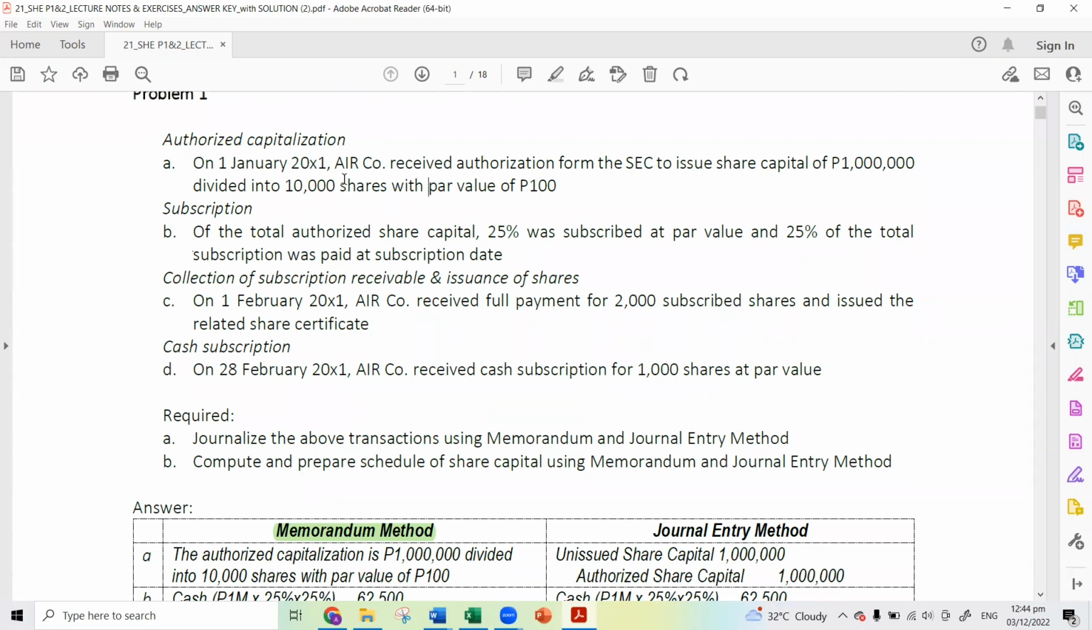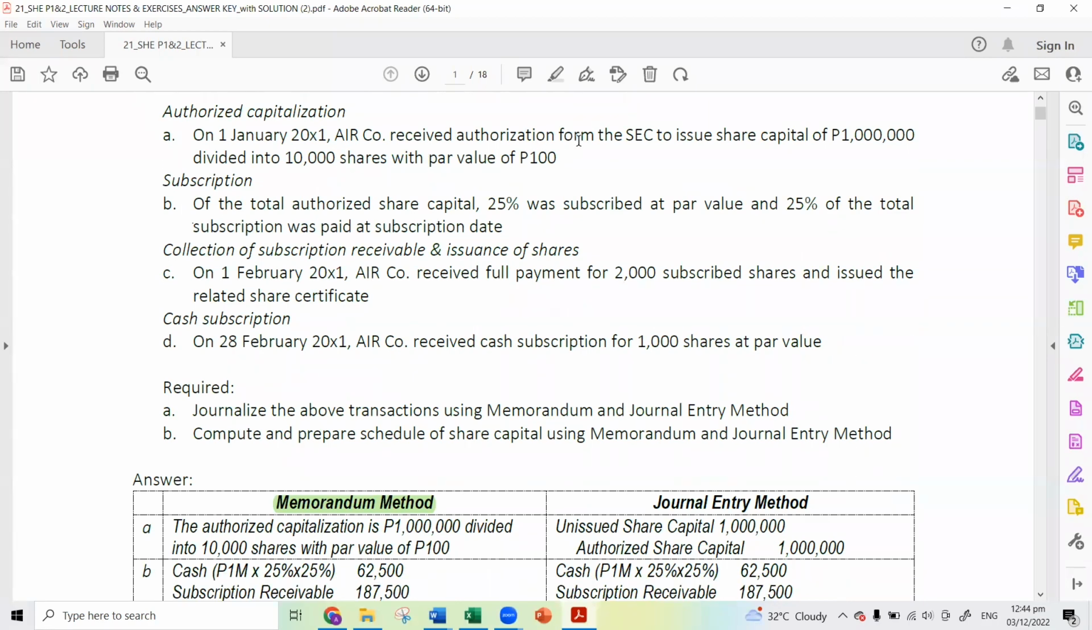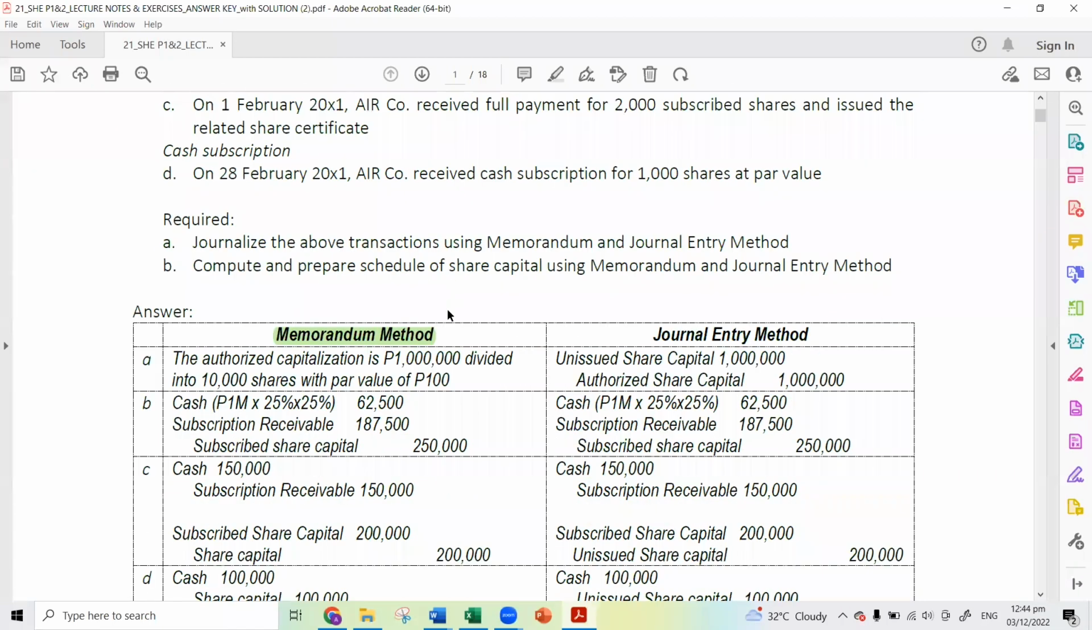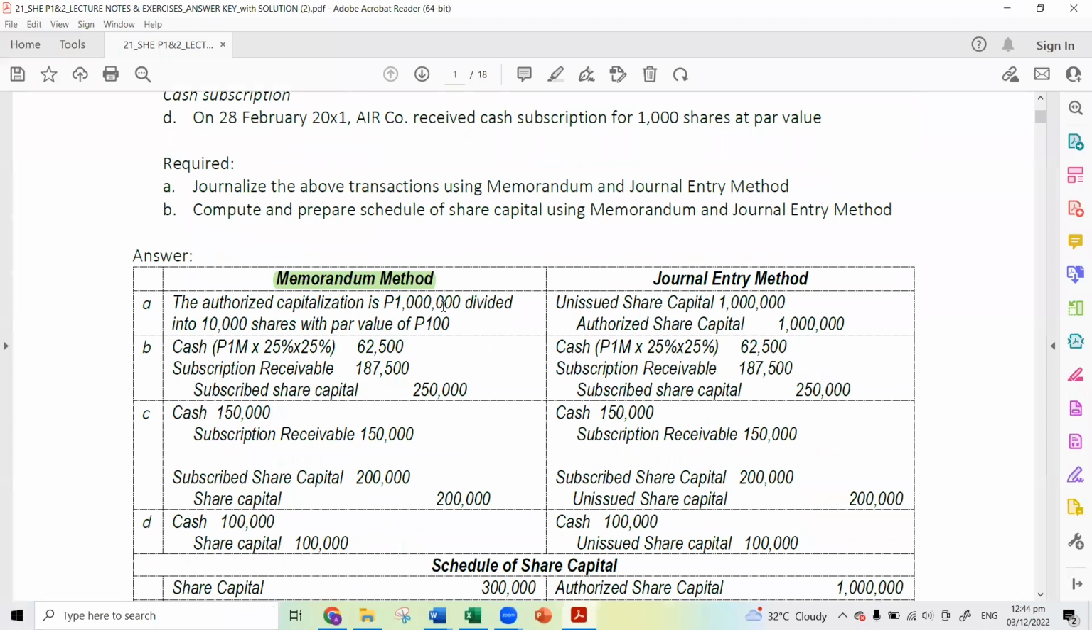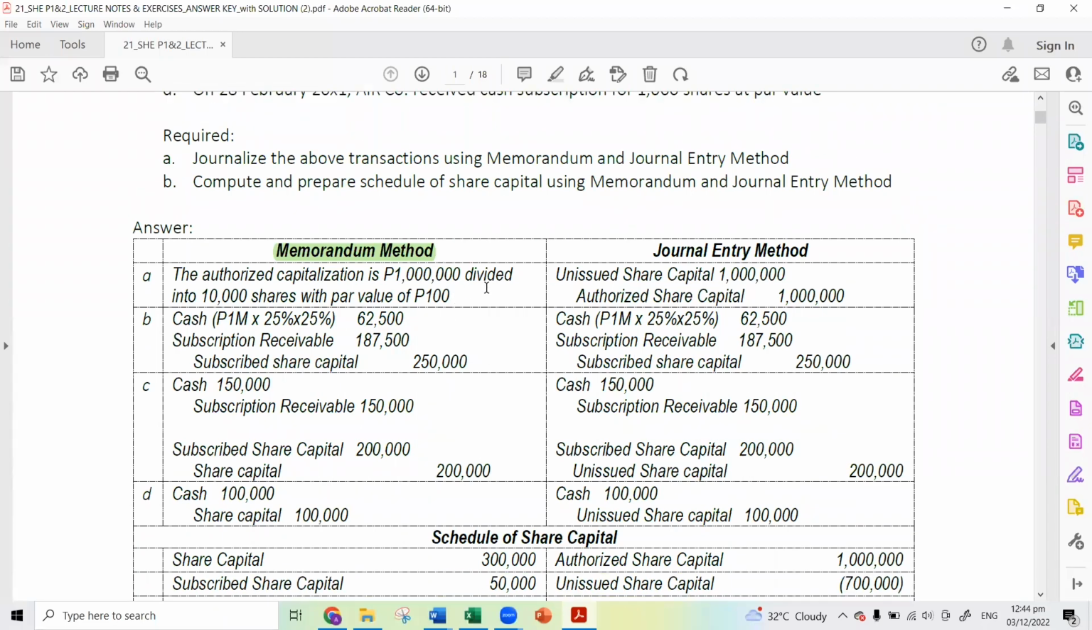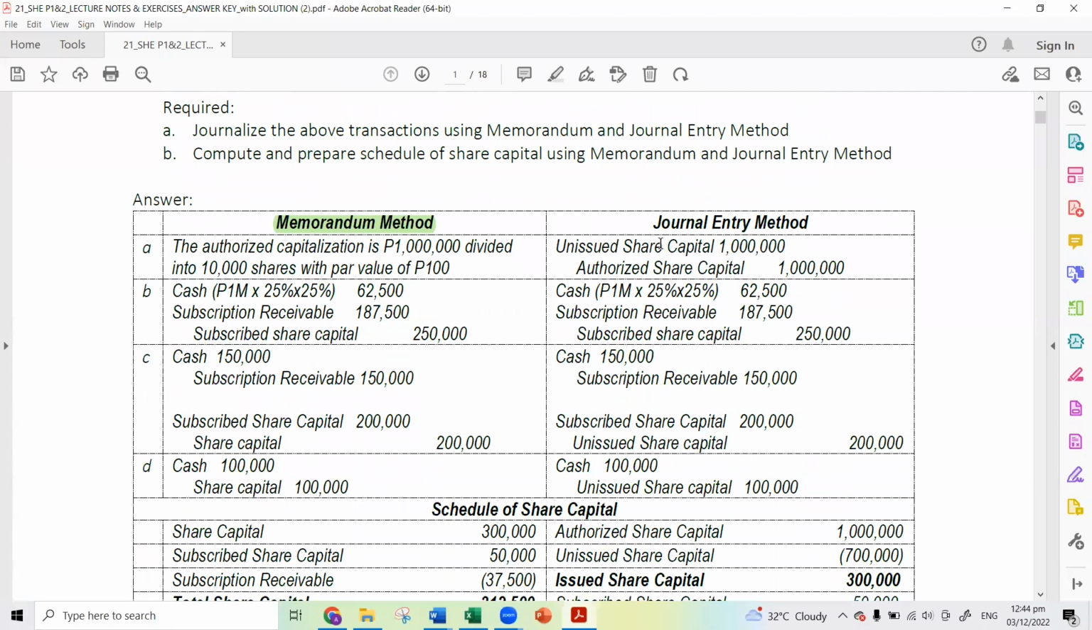Sabi niya, on January 1, X1, Air Company received authorization from SEC to issue share capital of 1 million divided into 10,000 shares with par value of 100. Okay? So this authorized share capital is recorded under these two following methods. We have the memo method, which is only a memorandum entry. Okay? So let's dissect the composition of this.